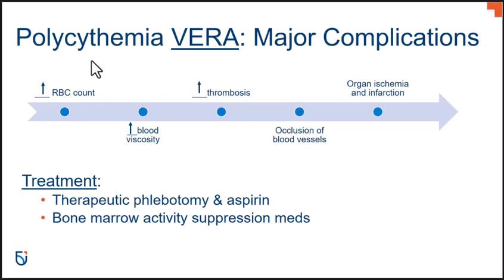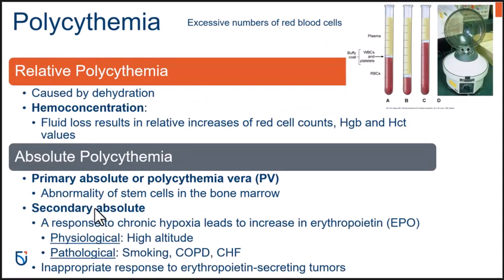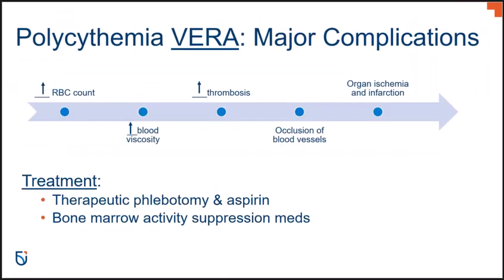On this slide, we're going to look at some of the major complications that can occur with polycythemia vera, remembering that that is a form of absolute polycythemia, specifically primary absolute. And I said it involves the stem cells. This is technically a slow developing cancer. Now, even though I'm speaking of polycythemia vera on this slide, really these events can occur with any state of polycythemia. It's dangerous for our body to produce too many red blood cells.